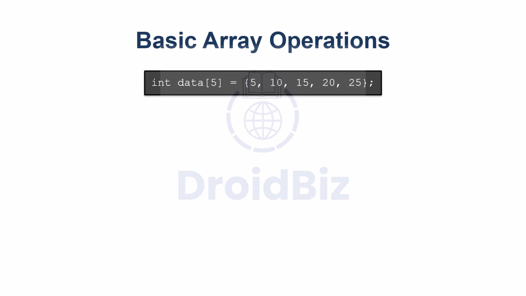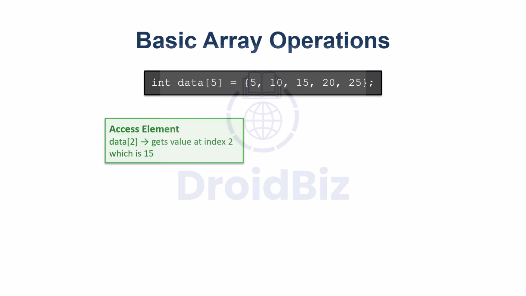First, let's declare an array, int data with 5 elements, containing the values 5, 10, 15, 20, and 25. There are 4 fundamental operations that you will use most often when working with arrays in your programming projects. First, we have access element. This means getting a value from a specific position in the array. For example, if we write data at index 2, we get the value 15. This operation is very fast because we can directly jump to any position using the index.